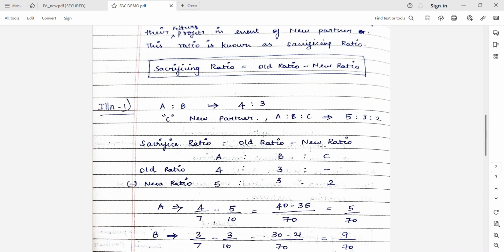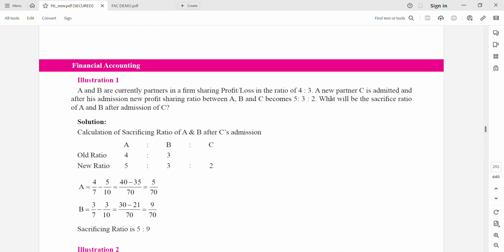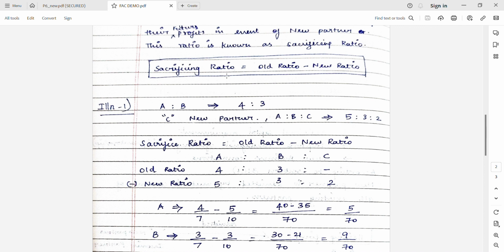So there is a partnership firm with two partners, A and B, whose share is 4:3. What is this 4:3? It is the old ratio. Now C, a new partner, is admitted. After admission of the new partner, the new profit sharing ratio A:B:C becomes 5:3:2. They are asking us to calculate the sacrificing ratio, which is equal to old minus new.